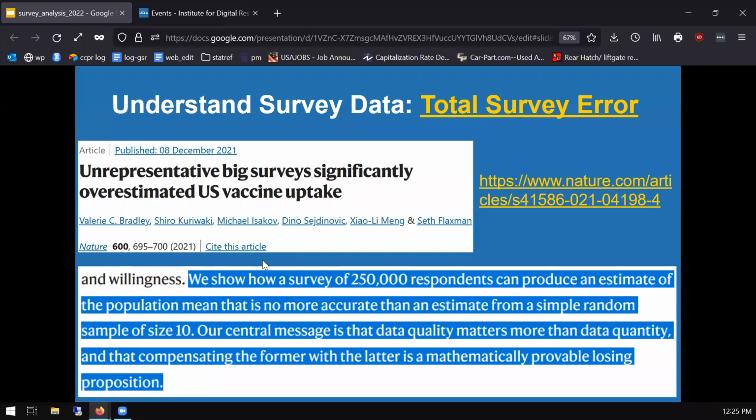Mike, is that referring to Meng's paradox? Is that the same thing? Yeah, this was the punchline in this article. Xiao-Li Meng, I think, was the dean, or still is the dean, in the stat department at Harvard.